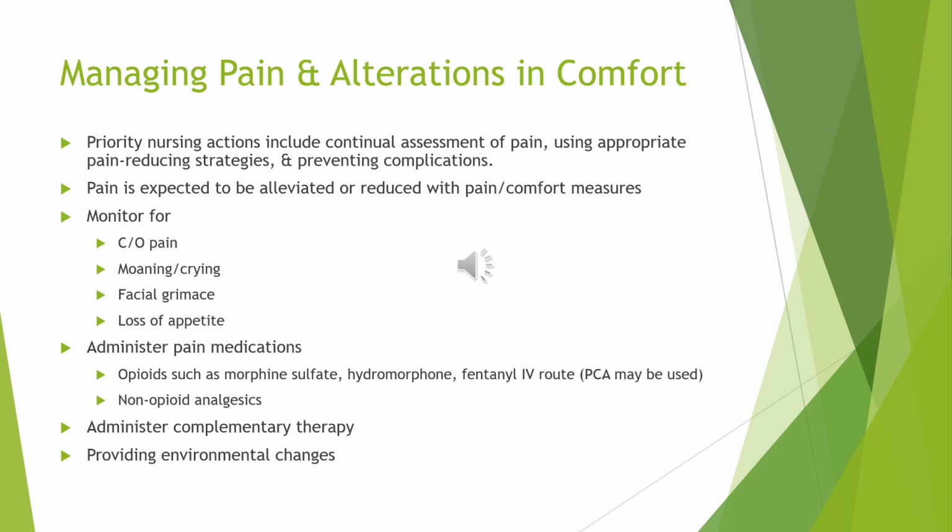We need to manage pain and alterations in comfort, so priority nursing actions would include continual assessment of pain, using appropriate pain reducing strategies, and also preventing complications from pain. We can expect pain to be alleviated or reduced with pain and comfort measures. Patients who are not relieved by pain reducing measures, we need to alert the provider for that. They may have excessive swelling that is possibly causing a compartment type syndrome.